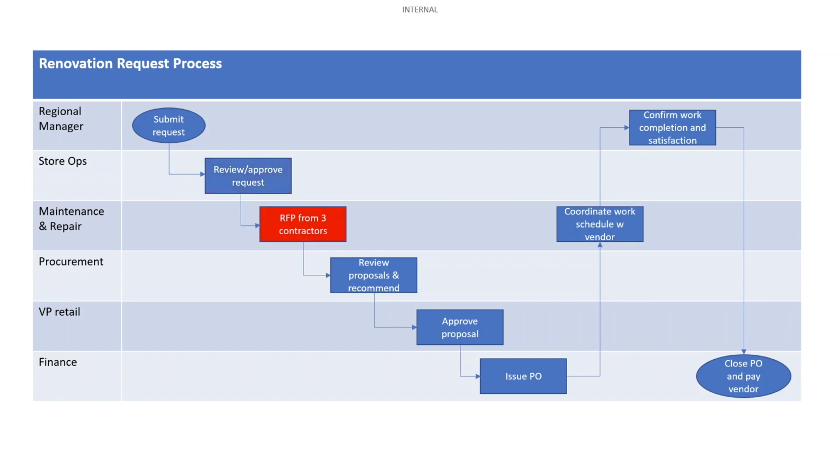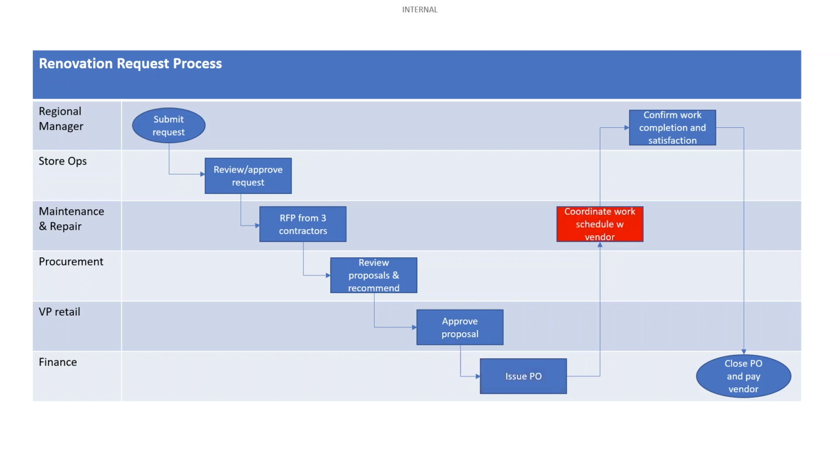If decided to proceed, then the request is submitted to the maintenance and repair team, who will solicit RFP from 3 contractors. Once the proposals are received from the contractors, the indirect procurement team will review the proposals and select the best proposals for approval to the VP of Retail. Once the VP of Retail approves the cost, the finance team will raise a PO or a work order and issue it to the contractor.